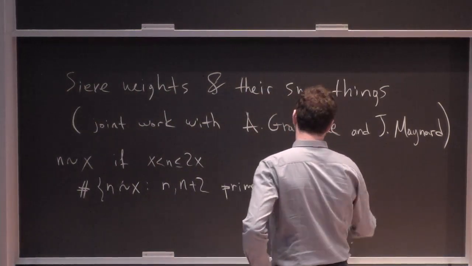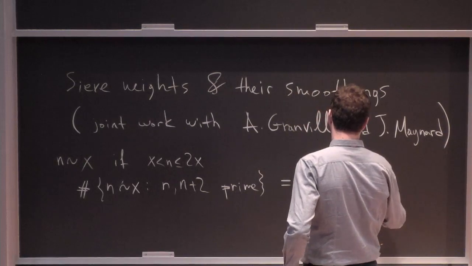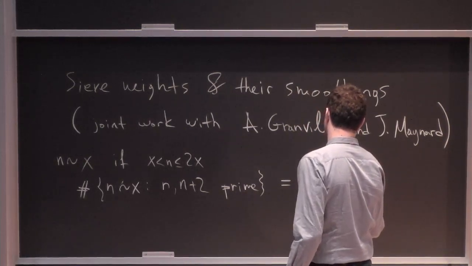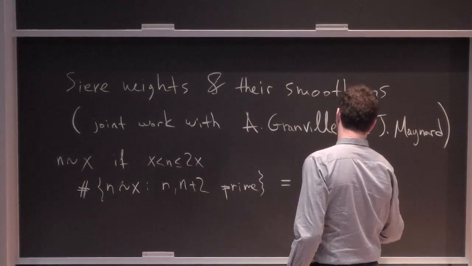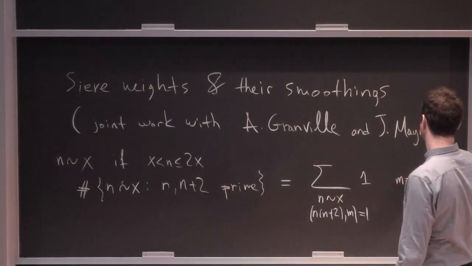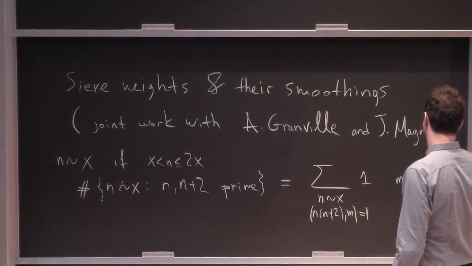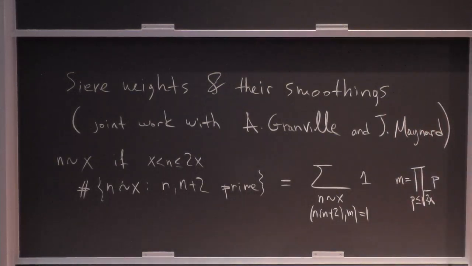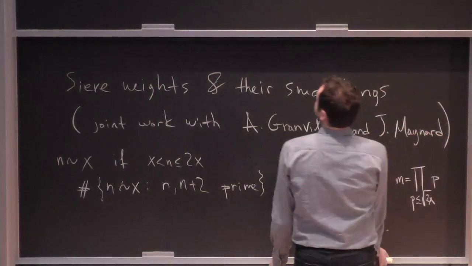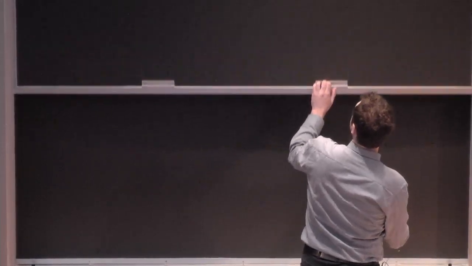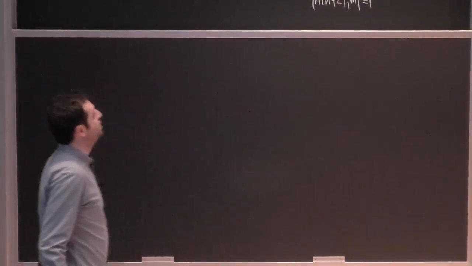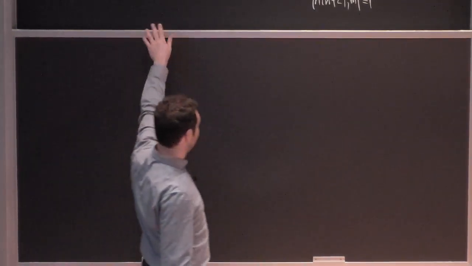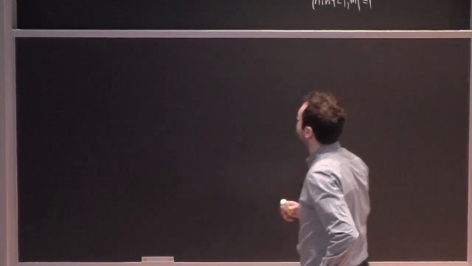So the starting point of sieve methods is to observe that this can be rewritten as the following quantity, this count, where m here is the product of primes up to, say, root 2x. This goes essentially back to Eratosthenes. And so instead of understanding this quantity, let's understand this quantity, which is a combinatorial quantity. So we want to exclude divisibility by all these primes.